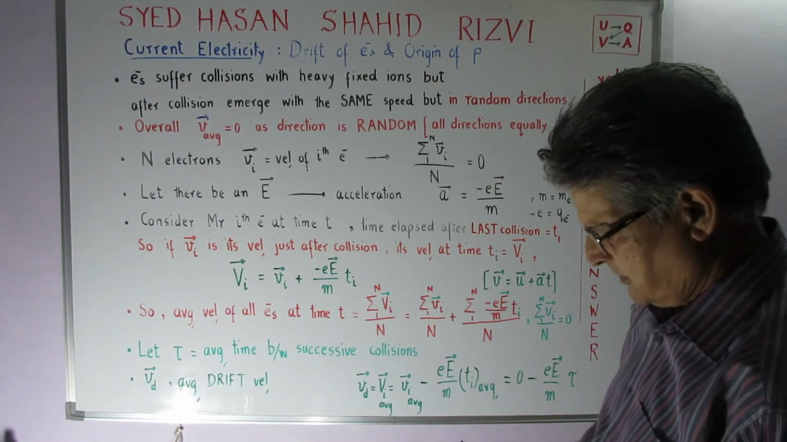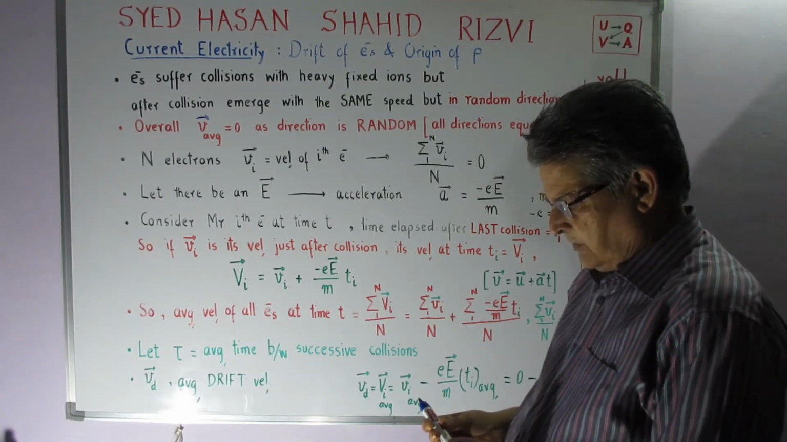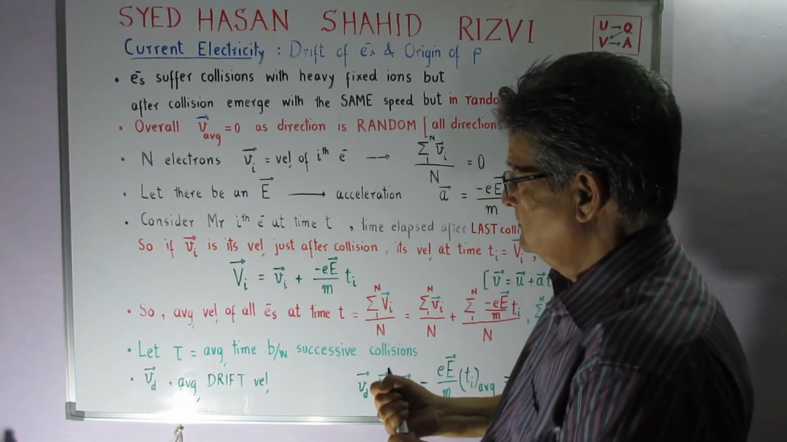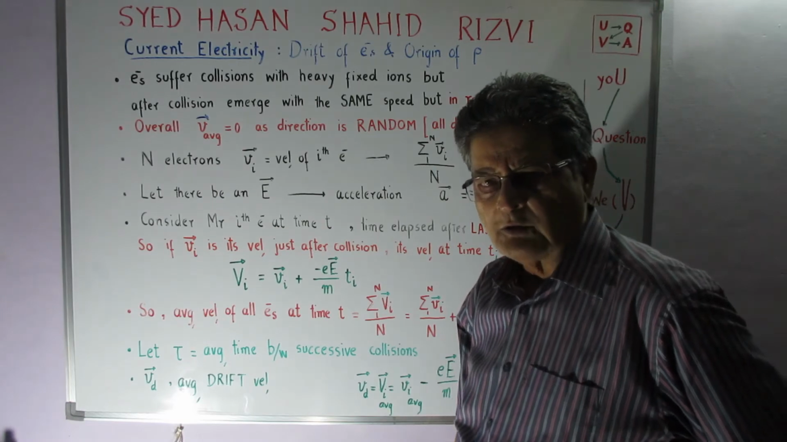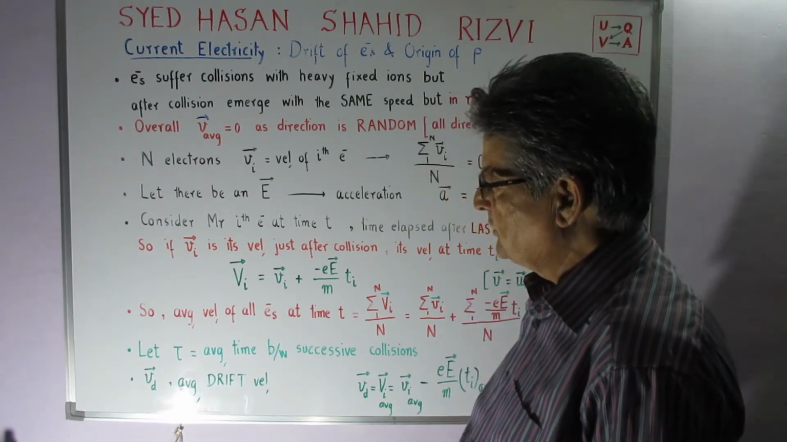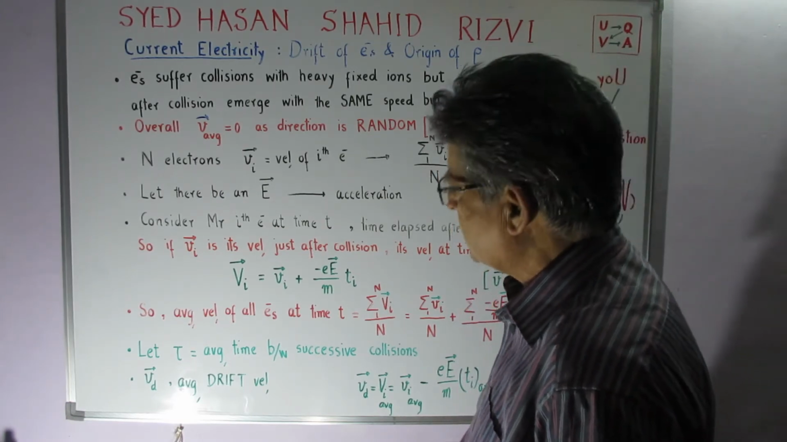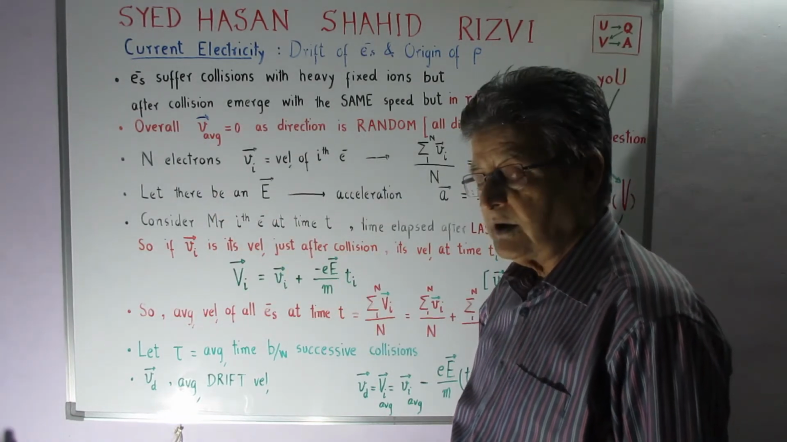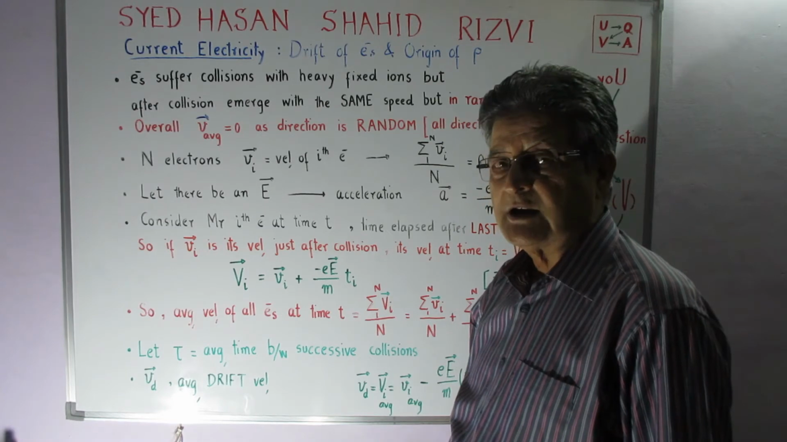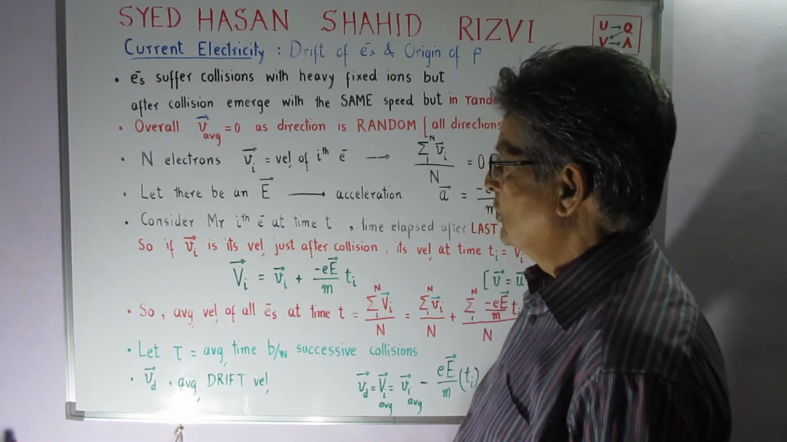Now let us consider n electrons in a given volume of the substance, the conductor, the metal, and this n must be very, very large, billions and billions. So don't worry.